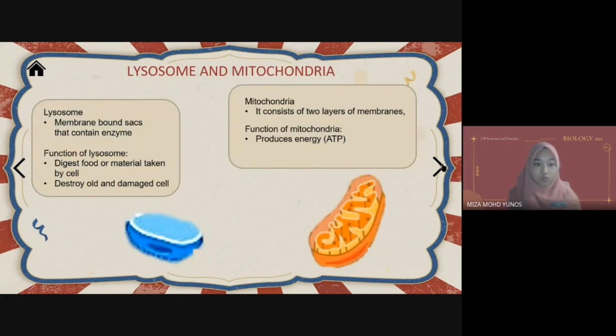All right. Moving on to lysosome and also mitochondria. So lysosome is basically a membrane-bound sac that contains enzyme, and the function of lysosome is to digest food or any material that is taken in by the cell. And lysosome is also used to destroy old and damaged cells. While mitochondria is an organelle that consists of two layers of membrane. The function of mitochondria is to produce energy that we can also call ATP.